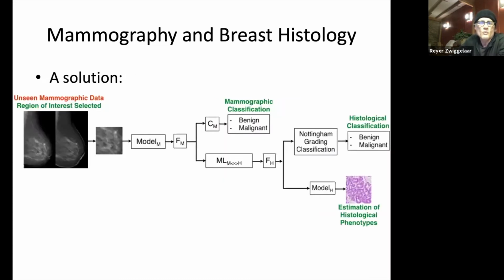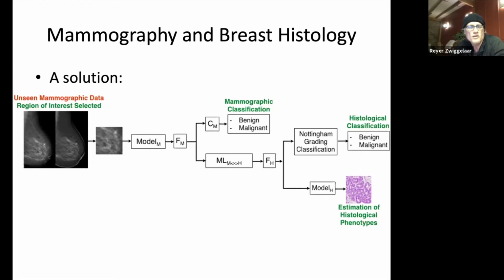So what we actually came up with for that is a framework where we put in an unseen mammographic image, and from that we have a pipeline where we end up with not only the grading of the mammographic image, but also an estimation of what the histology might look like. And if we've got an automated system like this, then there might not be a need for histology anymore, and clearly this needs to be verified.